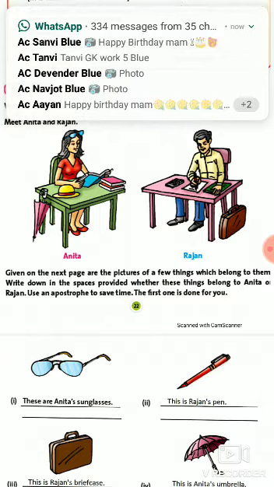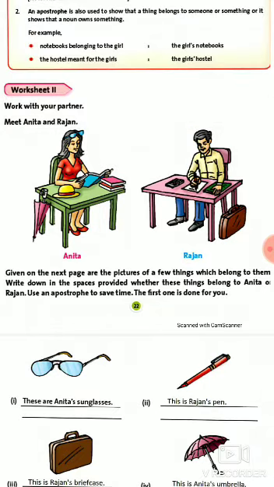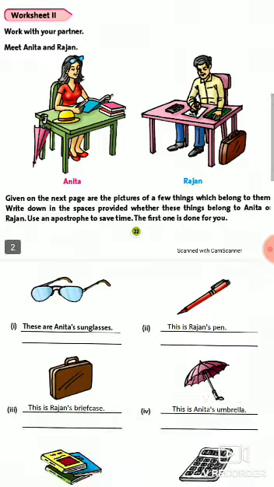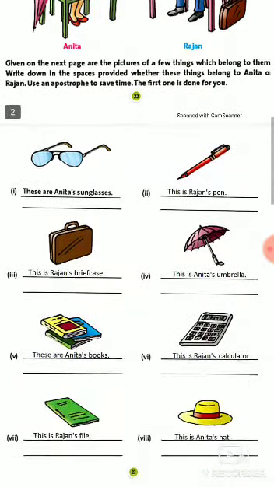Here in worksheet number 2, we can see two pictures. One is of Anita and the second one is of Rajan. Both of them are sitting on a chair and both of them have a table next to them. On the table there are some things kept, and beside the table also some things are kept. So let's see whose things those are.